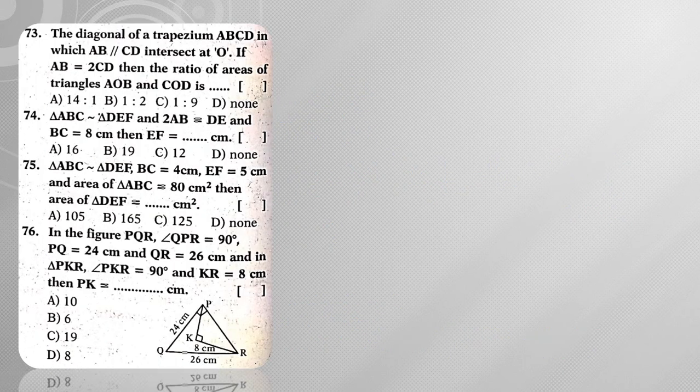Next, moving on to question number 73. The diagonals of a trapezium ABCD in which AB is parallel to CD intersect at O, and AB is equal to 2 times CD. That means AB is the longest side and CD is the shortest side. Now this is my trapezium, A, B, C, D. Suppose I consider this length as x, then this length will be 2x. Then what is he asking?